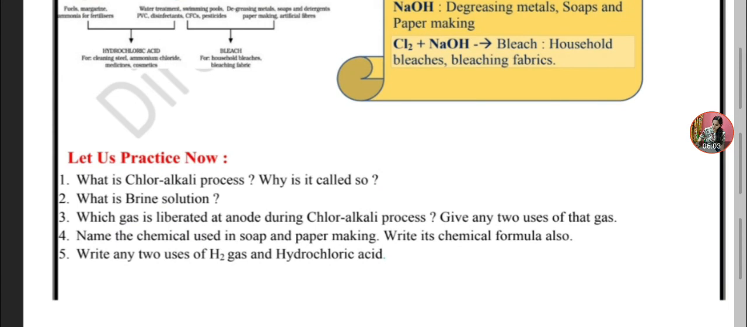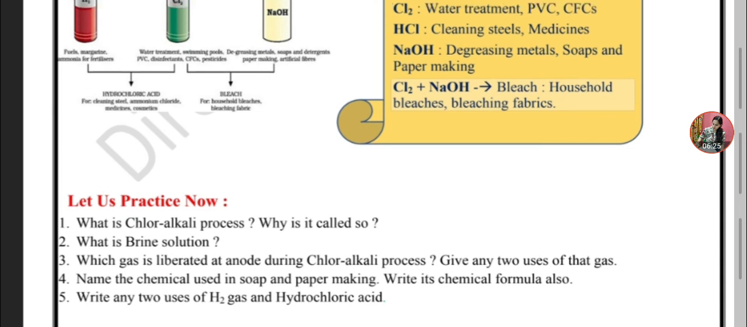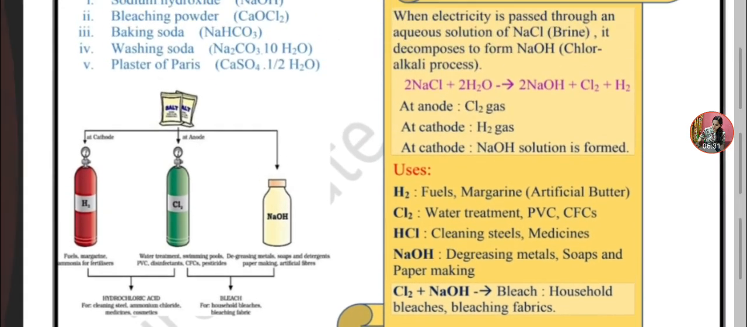Fourth one, name the chemical used in soap and paper making. Students, that is NaOH, sodium hydroxide. So, the name is sodium hydroxide and the chemical formula, very good, NaOH. The last question, students, write any two uses of hydrogen gas and hydrochloric acid. So, here on the right hand side in the yellow box, uses of hydrogen and HCl are given. You can easily write from here.